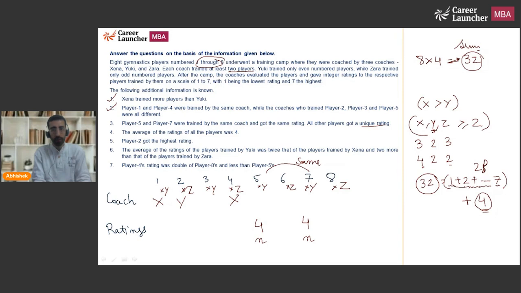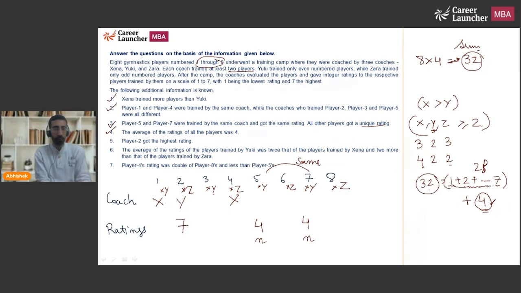I hope you got it. 32 is my total sum. 7 ratings, 1 to 7 unique, everyone gets it. That sum is 28, and then 32 minus 28, 4, is the other repeat rating, and those are for players 5 and 7. And they've been coached by the same coach. Lovely, good to know. So that'll be 4. We don't know the coach's name yet, but I think we'll figure that out. The average of the ratings of all players was 4. Good, that helps. Player 2 got the highest rating.